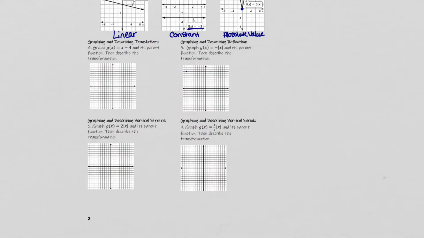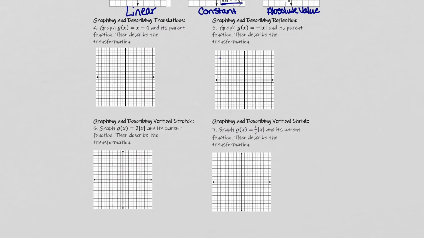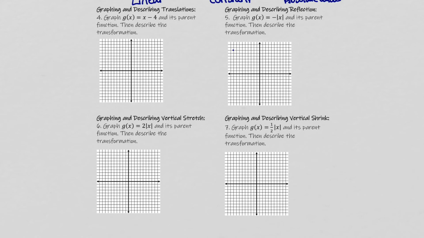So, we'll just move right over here to the next page of the notes. So if I want to graph this graph and its parent function and describe the transformations, I'm going to graph the parent function in black. I look, this is a linear equation. Okay, so my parent function is a straight line, goes through 0, 0 with the slope of 1.